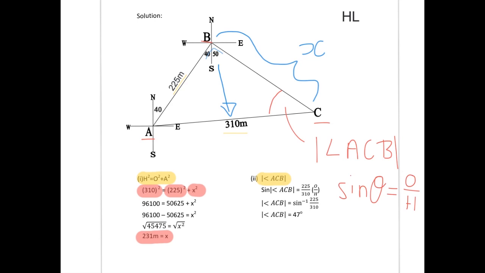So then the next question we have to ask is what is our O and what is our H? The O in my case is going to be the side opposite ACB, which is our 225 meters, which I have here. And our H, as always, is our 310 meters here. So in order to get what the angle ACB is, all we need to do is the sine inverse to both sides of this equation, and we eventually find to the nearest degree that the angle ACB is 47 degrees. And that's the end of that question.